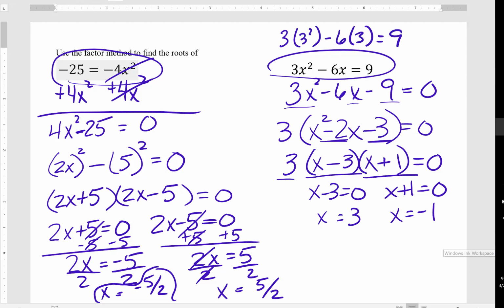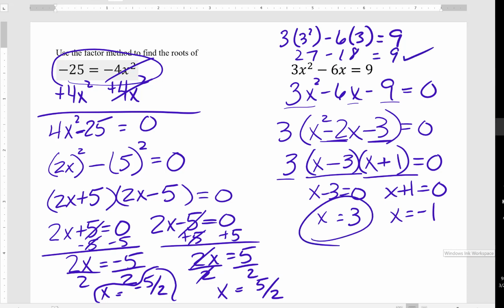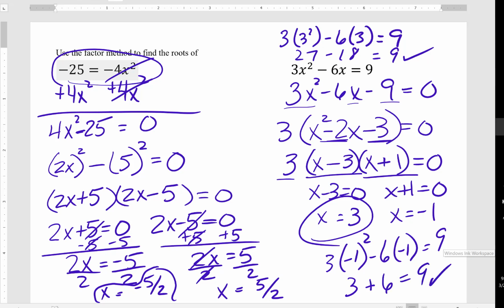If you put 3 into that equation, you would have 3 times 3 squared minus 6 times 3 equals 9. And that is 3 times 9, which is 27. I ran out of room here. Let me just use this eraser. So 3 times 9 is 27, minus 18 equals 9, and that's true. So 3 works. And then if you put in negative 1 into that equation, you would have 3 times negative 1 squared minus 6 times negative 1 equals 9. So that's going to be 3 times 1 is 3, minus 6 times negative 1 is negative 6, so plus 6. And that does equal 9. So these two are the solutions of this quadratic.